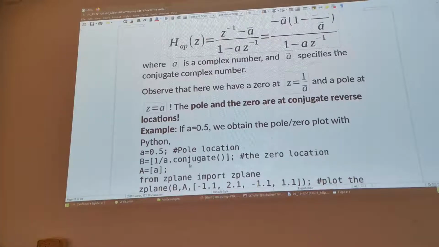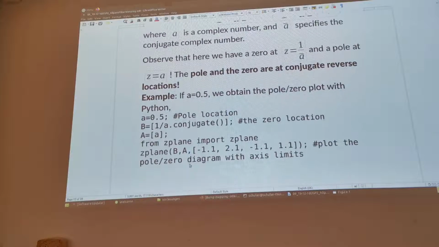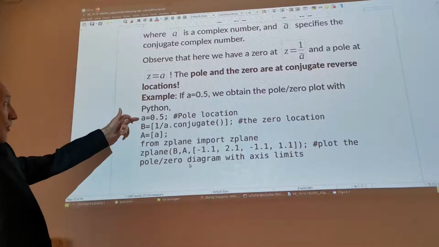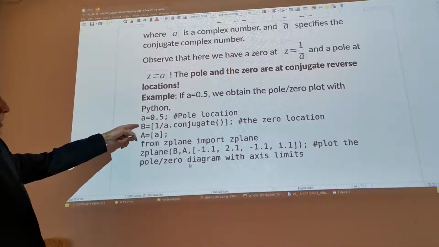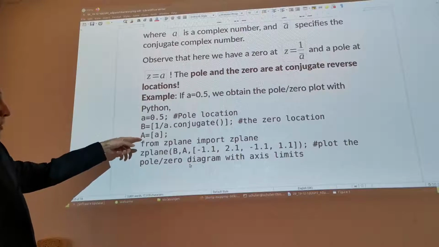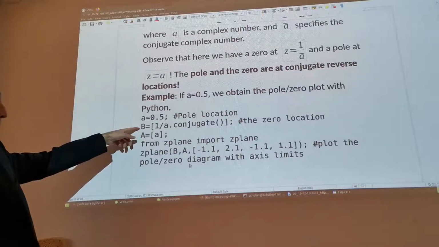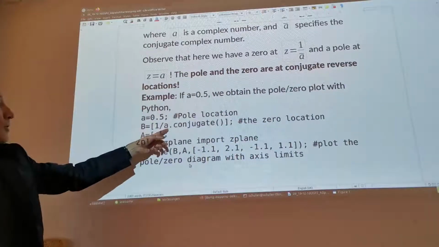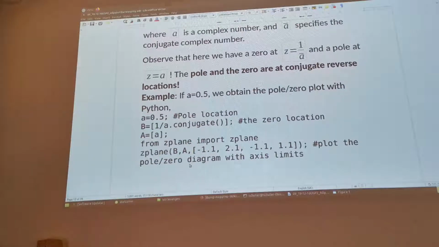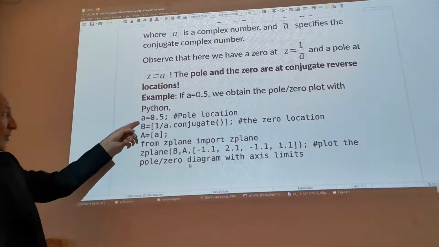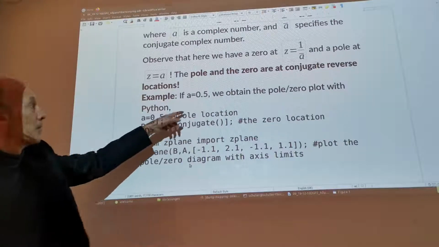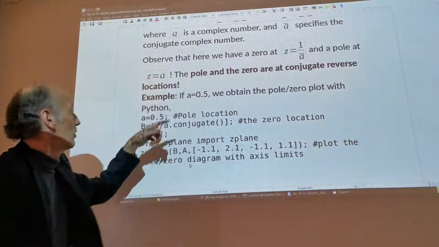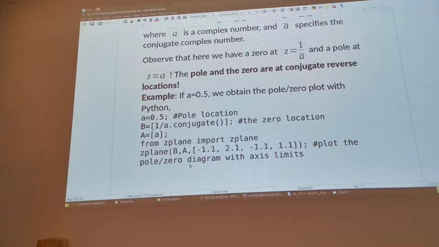So, for instance, if we have A equals 0.5, then we have the pole and the 0 on the real axis. Here we can try it. Here we have the two coefficient arrays for a filter. This is the feed-forward part. You can see 1 divided by A conjugate complex. Here dot conjugate is doing the conjugation, which here doesn't matter because A is real valued, but it would also work in this case for complex A. And A is here our pole.